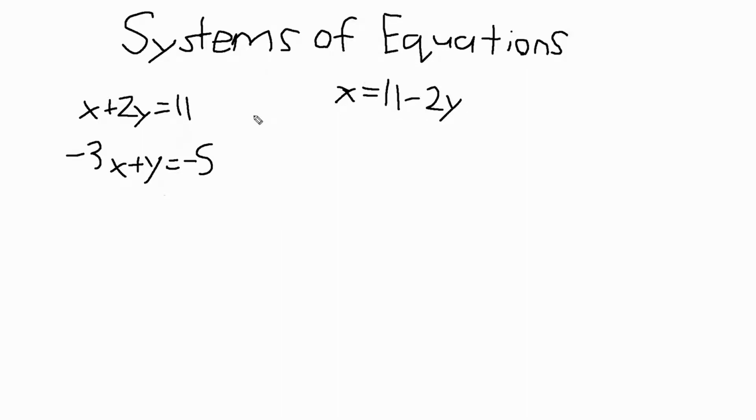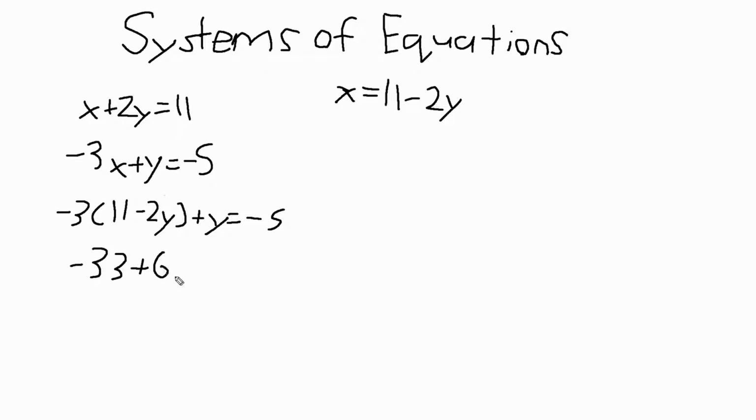And now that we know what x is equal to, we can substitute it here. So negative 3 parentheses 11 minus 2y plus y is equal to negative 5. So we want to be solving the parentheses to clear it up a bit. So negative 3 times 11 is negative 33, and then plus negative 3 times negative 2y is 6y, and then plus y again equals negative 5.